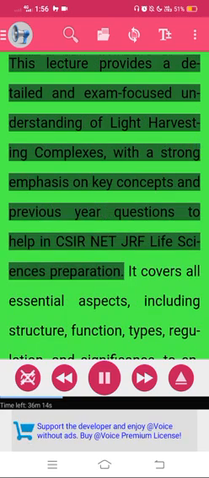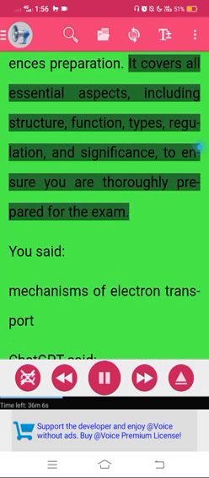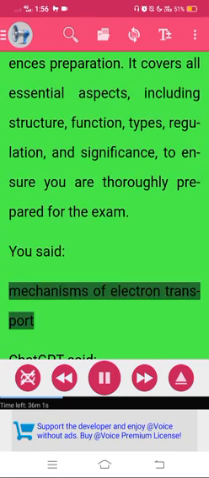This lecture provides a detailed and exam-focused understanding of light harvesting complexes, with a strong emphasis on key concepts and previous year questions to help in CSIR NET JRF Life Sciences preparation. It covers all essential aspects, including structure, function, types, regulation, and significance, to ensure you are thoroughly prepared for the exam.